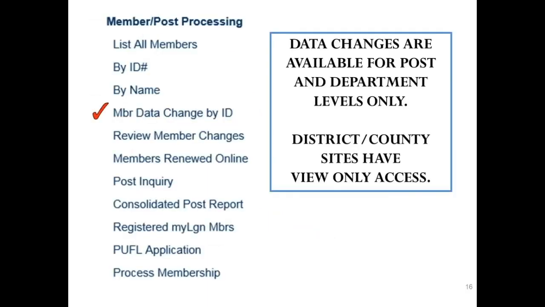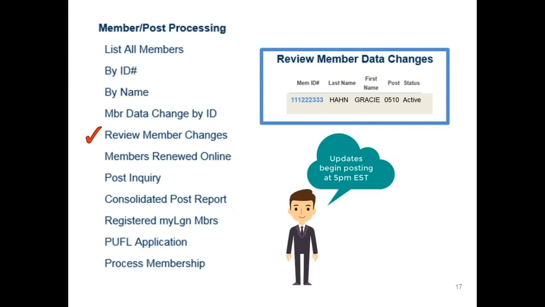Another way to open the data change form is to go directly to the member's record if you know the member's ID. This tool will bypass the List All Membership page and go directly to the data change form. Data change forms are only available at the post and department levels. District and counties cannot edit member records. The Review Member Changes option stores member changes until the 5 p.m. posting at National Headquarters. Once the changes have been posted in the National Headquarters database, there will no longer be an option to cancel or edit.